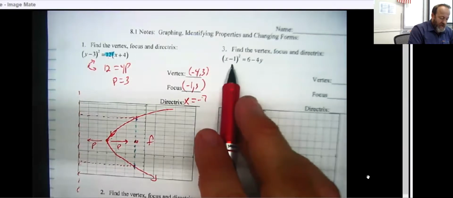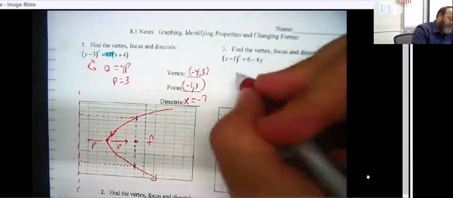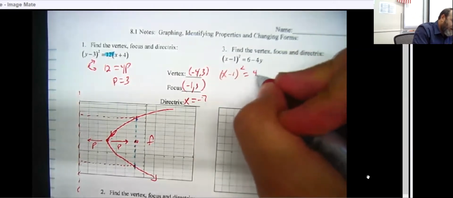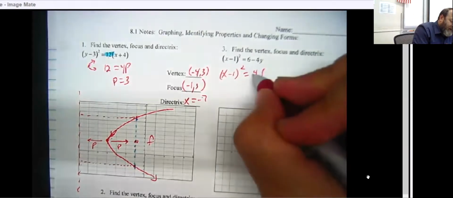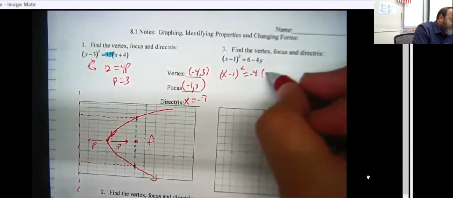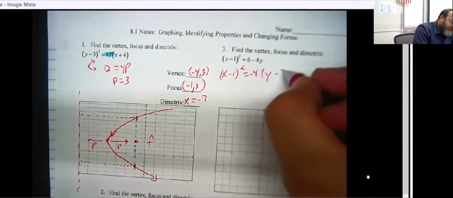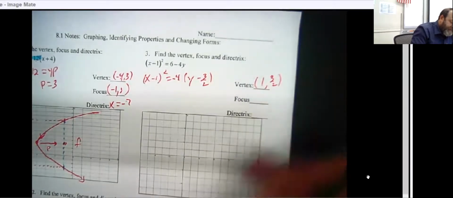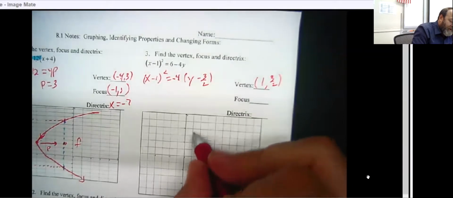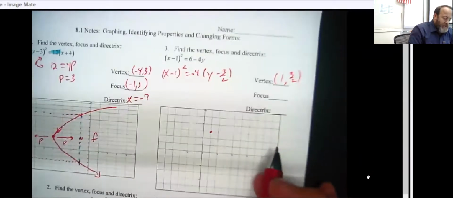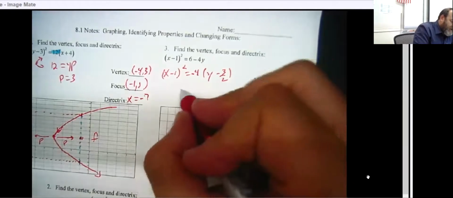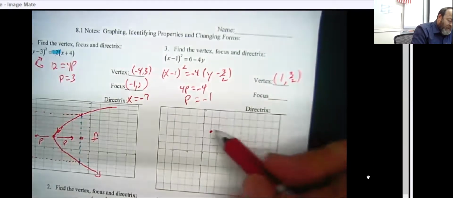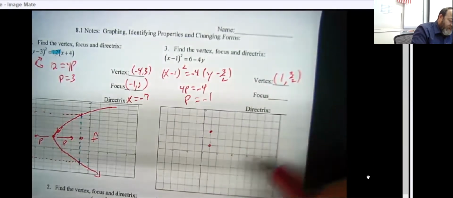Now over here, you'll notice that I have an x squared. So it's going to either open up or down, but I want to put it in the right format. So x minus 1 squared is supposed to be 4 times something. If I factor out a negative 4, that's going to be y minus 3 halves. So it looks to me like my vertex is going to be 1 comma 3 halves, so 1 comma 1.5 right in here. There it is. Now this one is going to open down because if 4p is negative 4, that makes p negative 1. So I'm going to move down 1 unit right here to get to my focus.